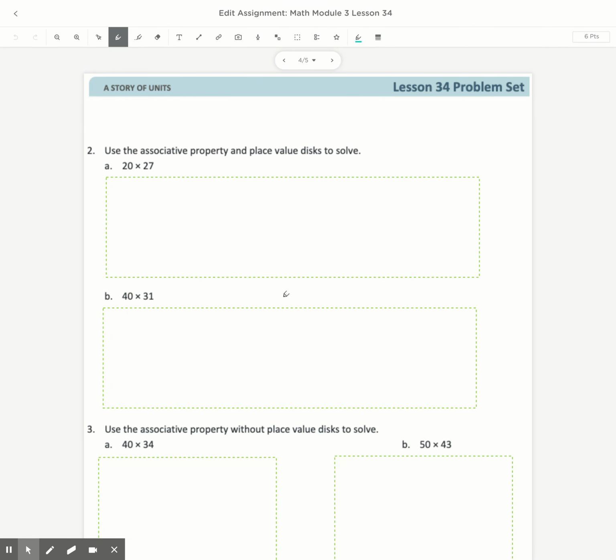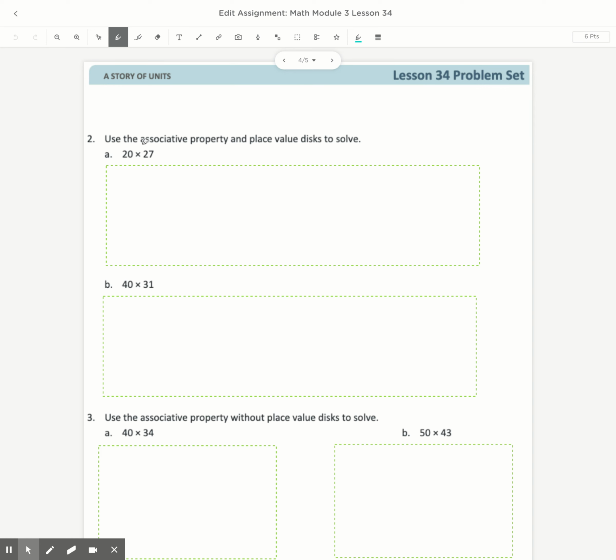So now we're moving on to slide 4. Number 2 is telling us to use the associative property in place value disks to solve. Well, we're not going to use place value disks. We are just going to do the associative property. So again, they start us out with the equation. Now I left this completely blank for you guys to type in. If it is easier for you to use the pen tool to write all this out, that's okay. But it needs to be legible, meaning it needs to be neat enough for me to read it.